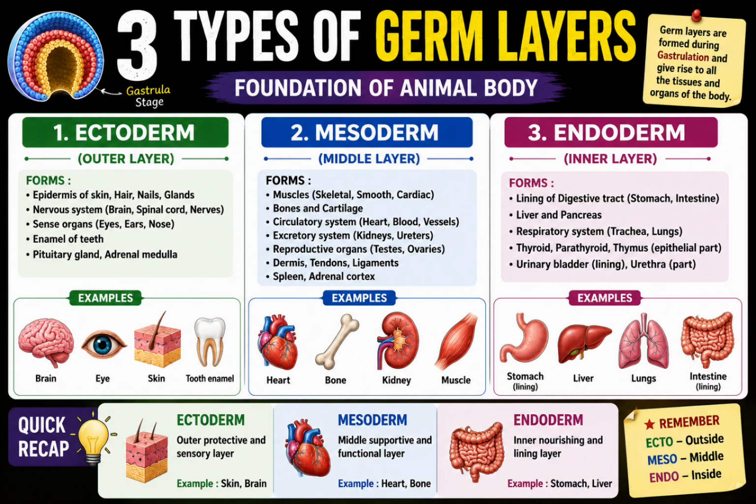Now coming to the next characteristic of classification, which is germ layers. Germ layers are the primary layers of cells formed during gastrulation in early embryonic development. These layers differentiate into all the tissues and organs of the body. There are three primary germ layers: ectoderm, mesoderm and endoderm.